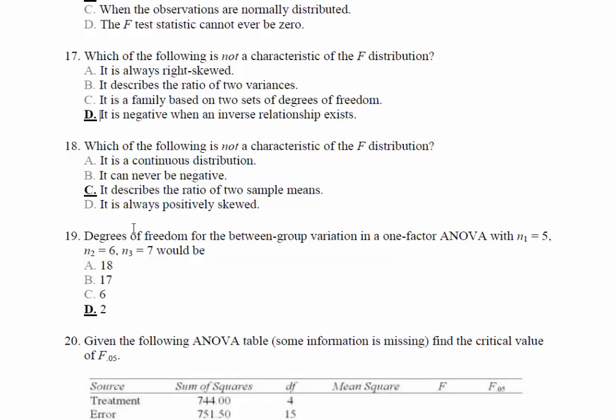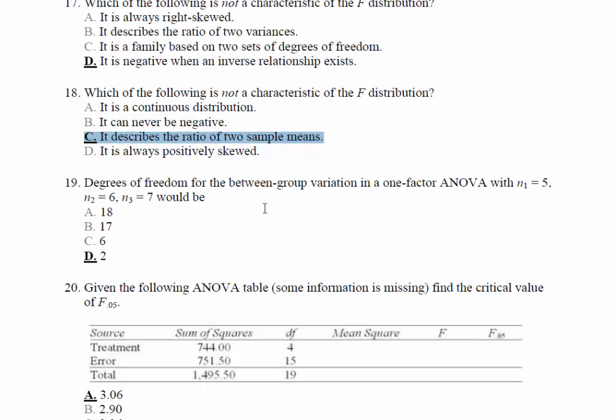Number 18. Which of the following is not a characteristic of F distribution? It is a continuous distribution, we know it's true. It's never negative, that's true. It describes ratio of two sample means, that's actually wrong. Why? It's actually the ratio of the two variances, not means. So this part is wrong. It's always positively skewed, that's true also.